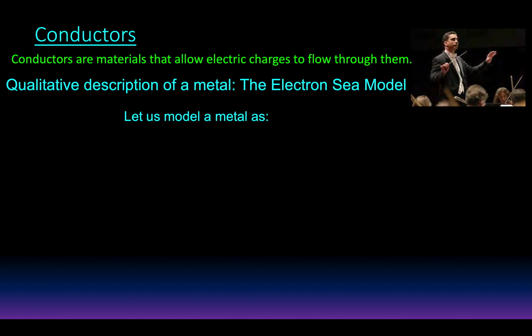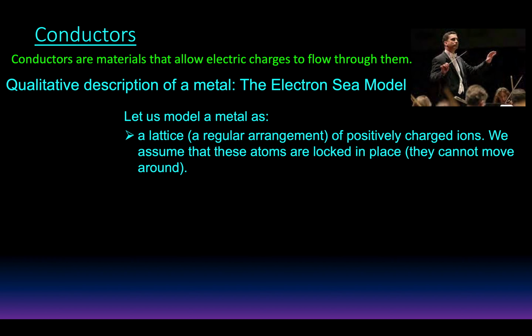Let's imagine that we take our microscope, we focus on a piece of metal, we look at the atomic structure of the metal, and if we were to zoom in, we would see a lattice, or a regular arrangement of positively charged ions. Now, by lattice, we mean that there is a certain pattern to the arrangement of the atoms in the metal, and those atoms are repeating over and over and over again. Also, these atoms are ionized. These atoms will have a positive charge.